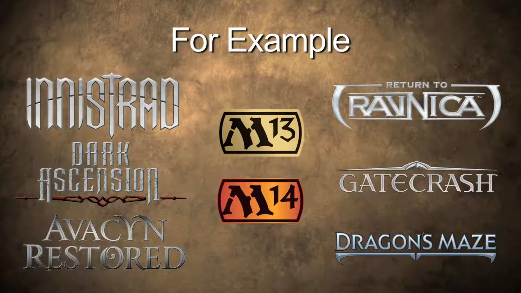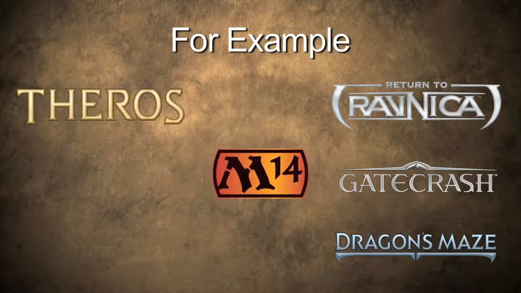What happens is when the next core set is released in the summer, all of the previous sets and the core set remain legal until the fall when the next set in the new block is released. Then the previous entire block and the previous core set fall off, in this case when Theros became legal.